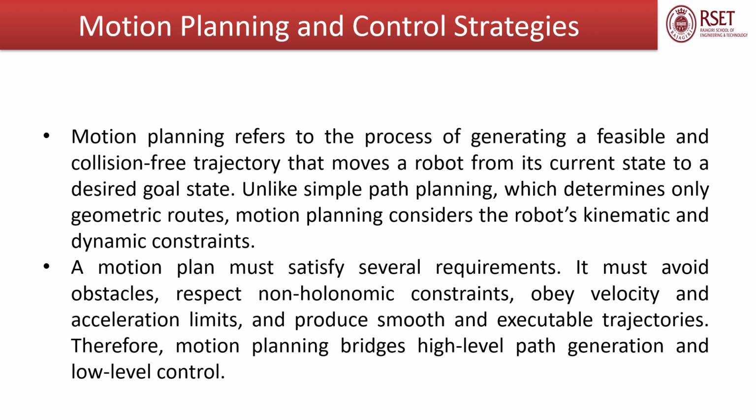Motion planning goes beyond just drawing a geometric line from start to goal. It considers whether the robot can physically execute the motion. For example, does the robot have a minimum turning radius? Are there limits on velocity or acceleration? Can it move sideways, or is it non-holonomic? A motion plan must avoid obstacles, respect dynamic constraints and limits, and produce smooth trajectories. So motion planning acts as a bridge between high-level path generation and low-level motor control. It ensures that what we plan is actually executable.